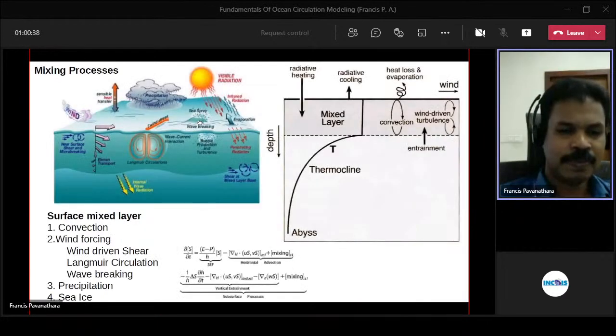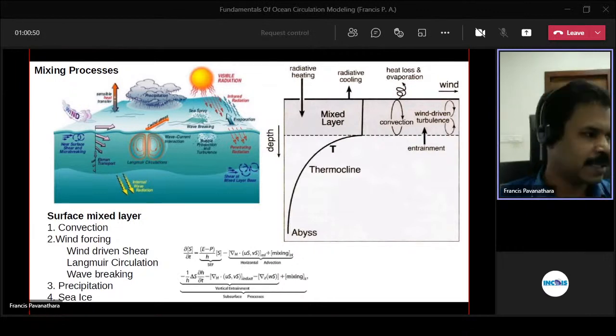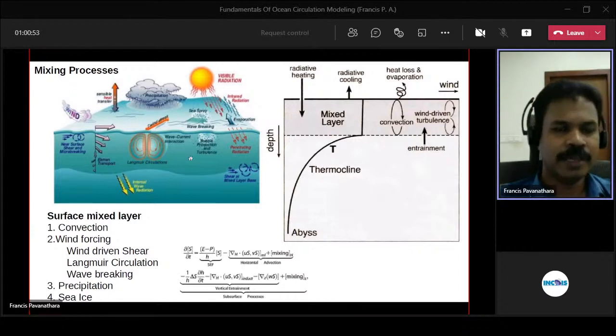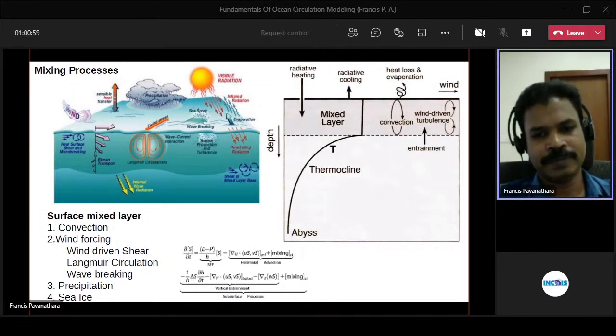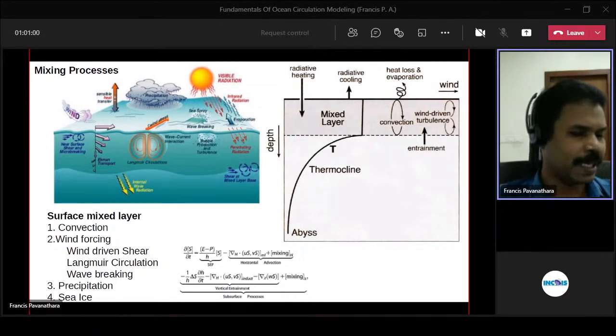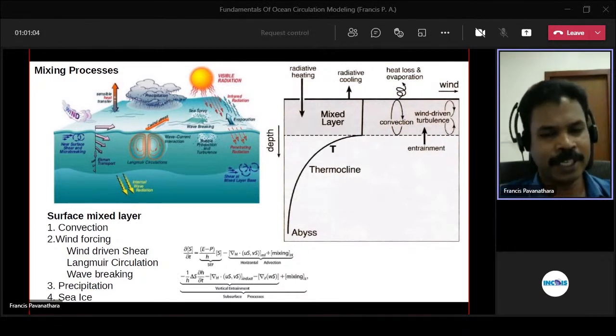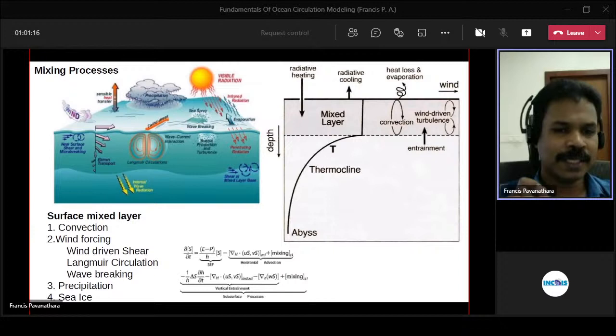So before going into the parameterization, we'll take a 10-minute break now, and then we'll come back in another 10 minutes. Then we will continue with the mixing process and then the mixing parameterization schemes. And then we will talk about other aspects like what grids we need to use, what coordinate systems are available in the ocean models, and then a brief picture of an operational forecasting system. That will be the next part of the lecture. So let us quickly take a break, 10 minutes, and come back.